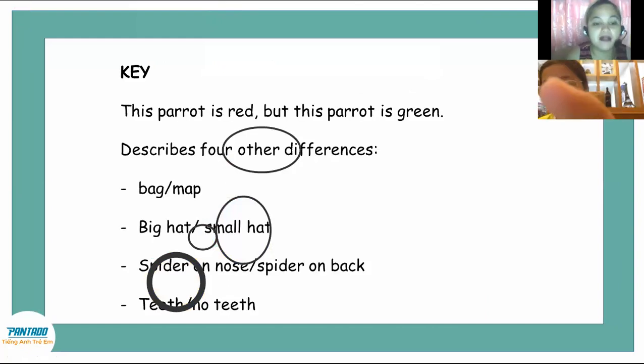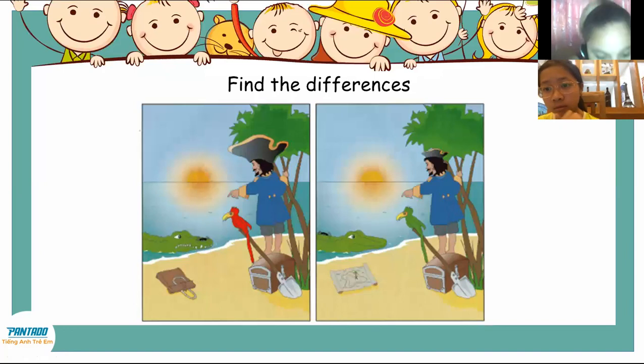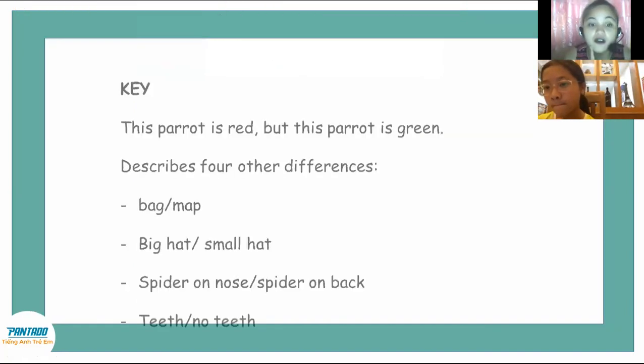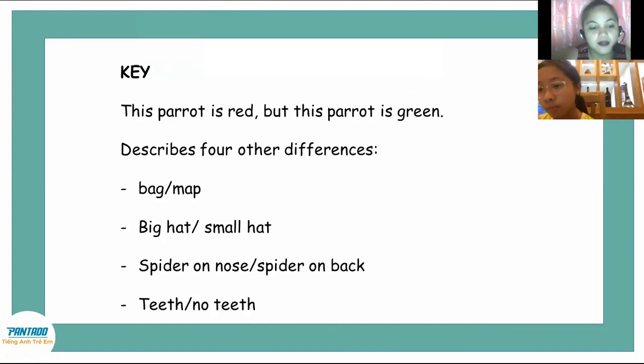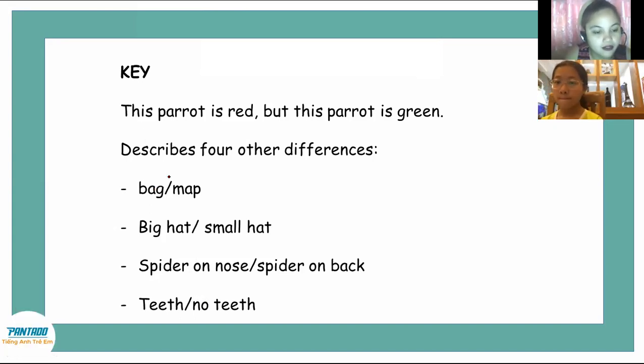Okay, so here the parrot is red, but this one the parrot is green. So 1 point. Next, the bag and the map, correct. Next, big hat and small hat. Okay. Spider on the nose and spider on back. Okay, so you didn't see this one. Teeth and no teeth. So look at the crocodile's mouth. In the first picture, the crocodile's teeth are shown. Well, in picture number two, it's hidden. Okay, but still you got 4 points for this one. Okay, I will put a tick. 1, 2, 3, 4.